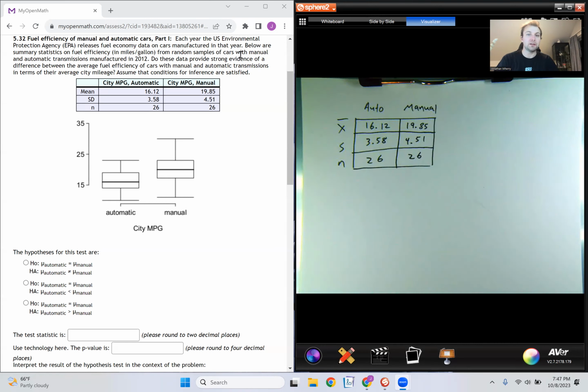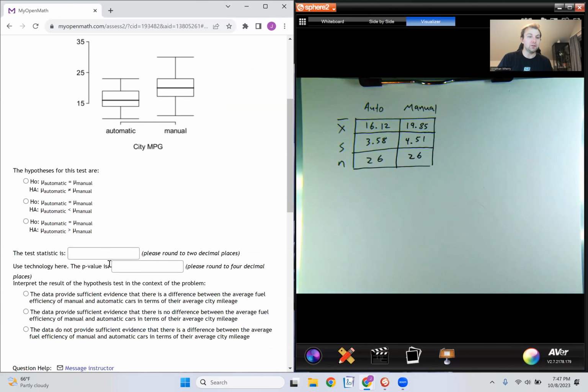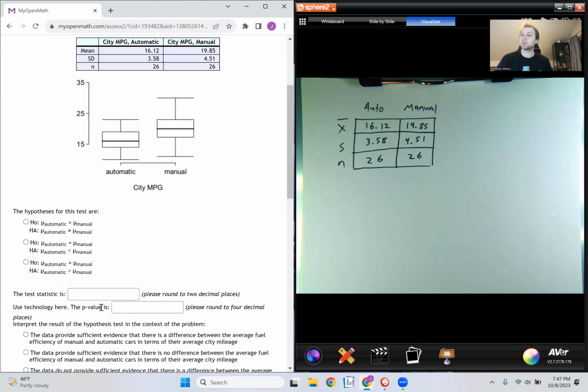Do these data provide strong evidence of a difference between the average fuel efficiency of cars with manual and automatic transmissions in terms of their average city mileage? Assume the conditions for inference are satisfied. Okay, this is looking for a difference. And I'm asked for the hypotheses, test statistic, that's our t-score or our z-score. It asks for our p-value, tells us to use technology, okay, and our conclusion. So we're going through the 4 steps of a hypothesis test.